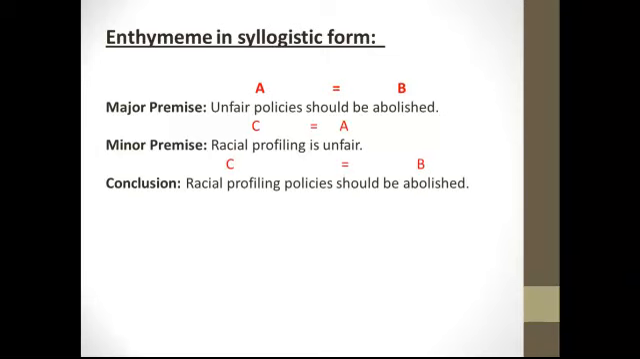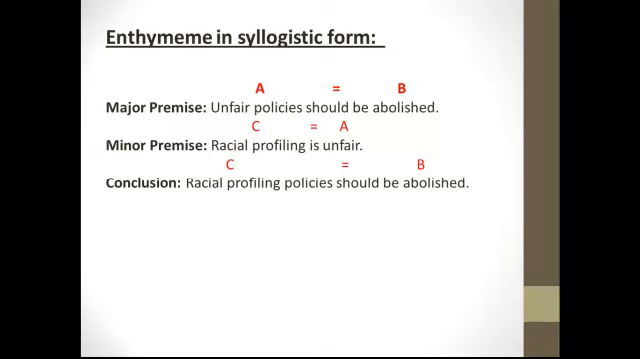Racial profiling policies should be abolished. Now you can see I moved terms around from the last time. Don't get too caught up in the math of this. I'm just trying to show you how the different parts work in syllogisms. There's got to be a connection of the terms from each of the premises in a syllogism for it to make logical sense. Don't get too hung up on that right now.